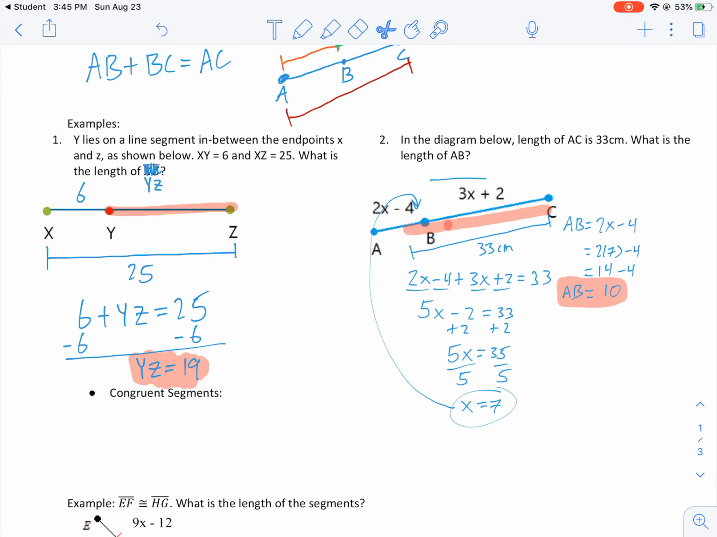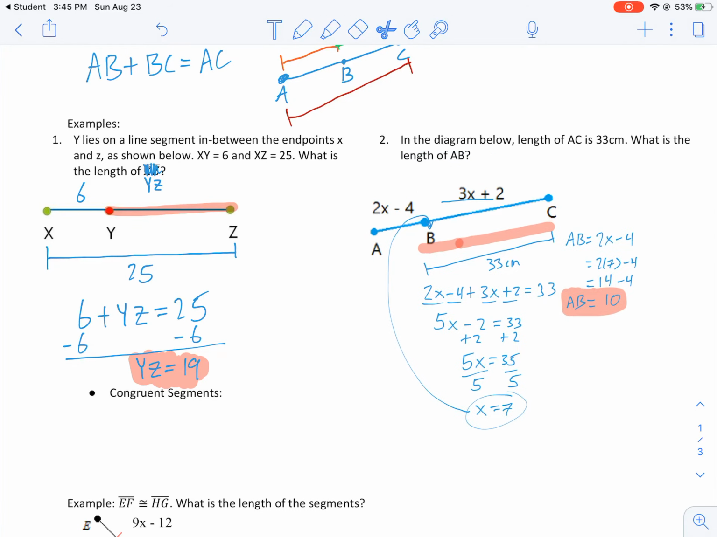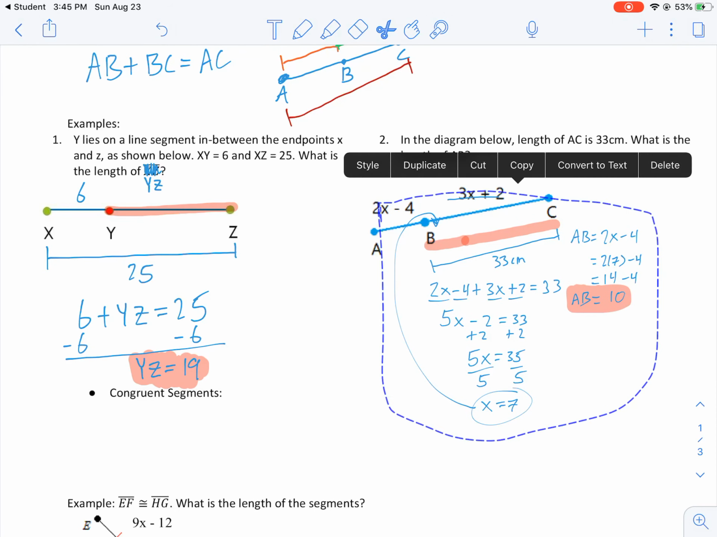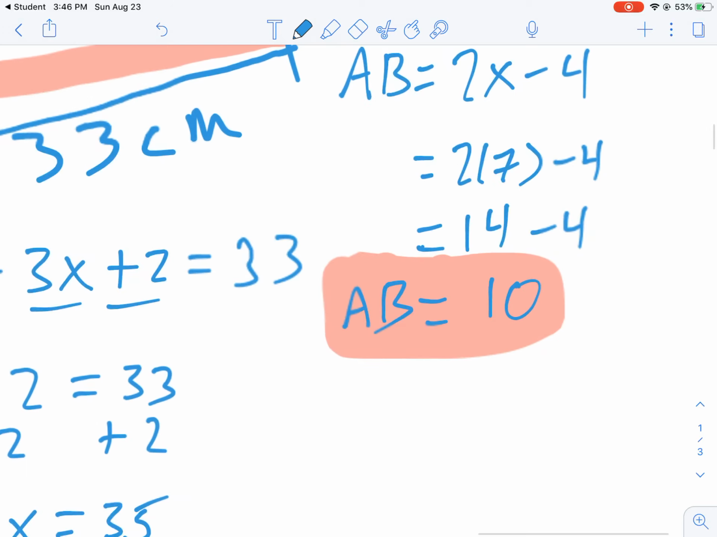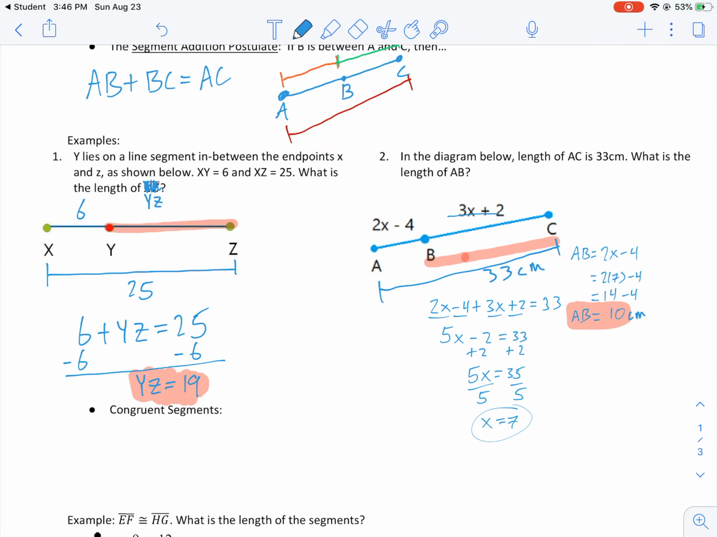All right, I'm going to shrink this a little bit. And I guess I should say this is 10 centimeters, right? Okay. So yeah, that's the segment addition postulate.